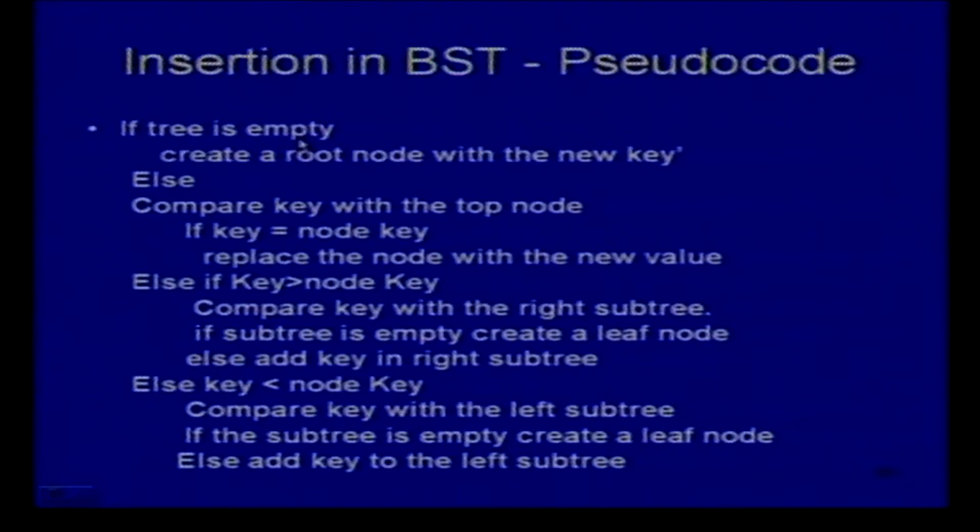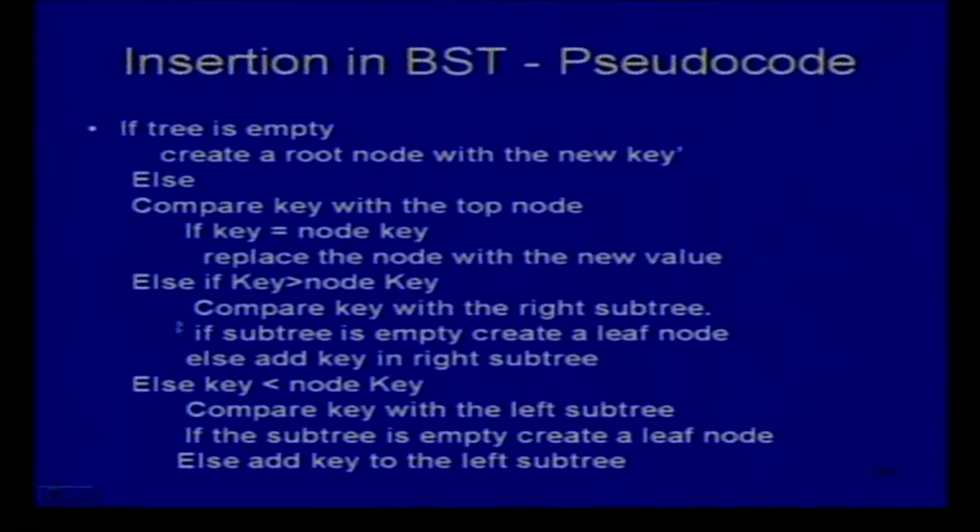If the tree is empty, that is we do not have a tree at all, create a root node with a new key, that is it. Otherwise, you compare the key with the root node. If the key is equal to the key of the node, then replace the node with the new value. Else, if the key is greater than the node key, compare the key with the right subtree. If the subtree is empty, create a leaf node and add the key in the right subtree. If the key is less than, compare with the left subtree. If the subtree is empty, create a leaf node and add the key to the left subtree.